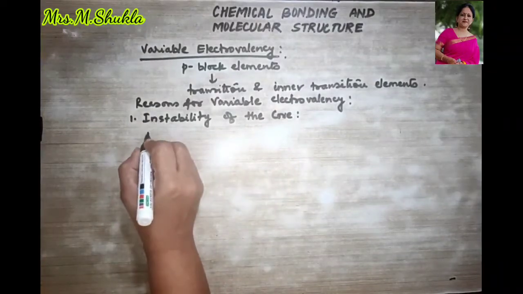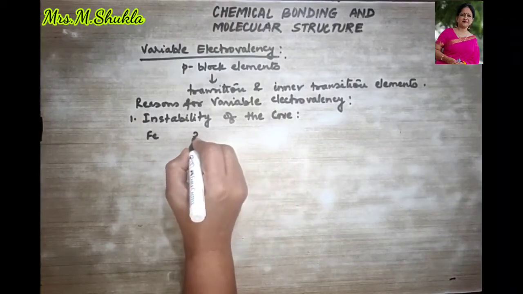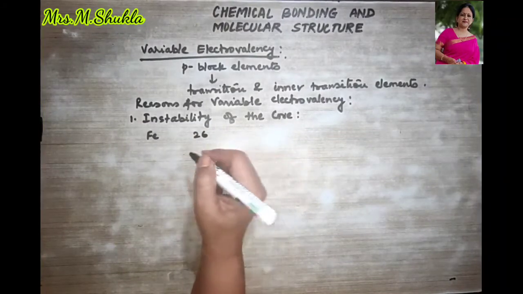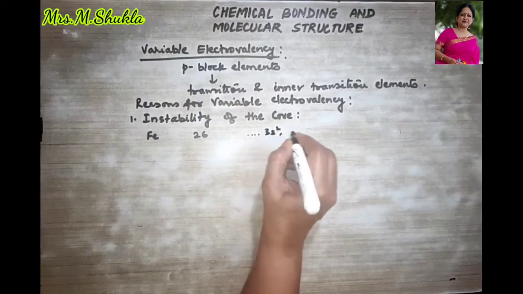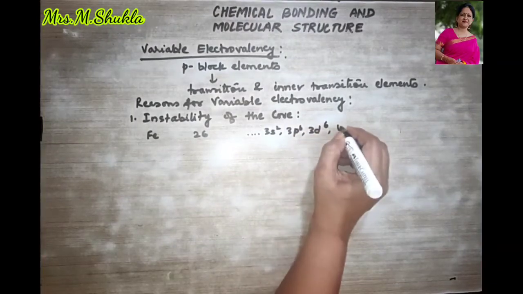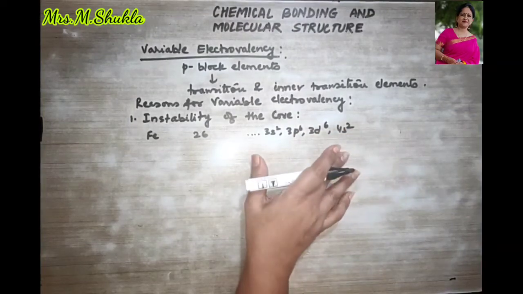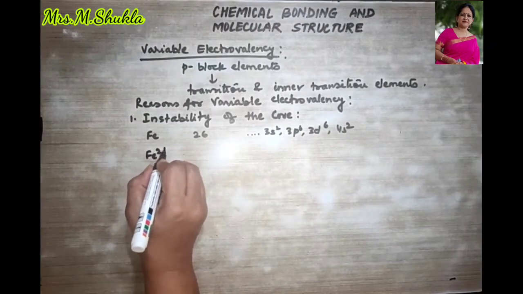So let's take an example of iron, right? So iron, what is the atomic number? Atomic number is 26. How do we configure this? 3s2, 3p6, 3d6, 4s2.